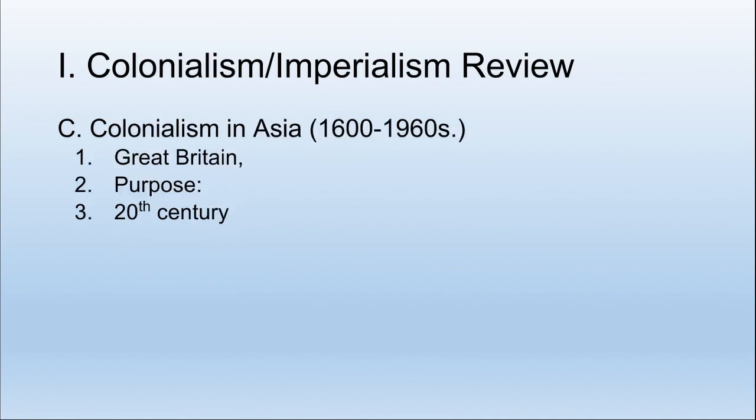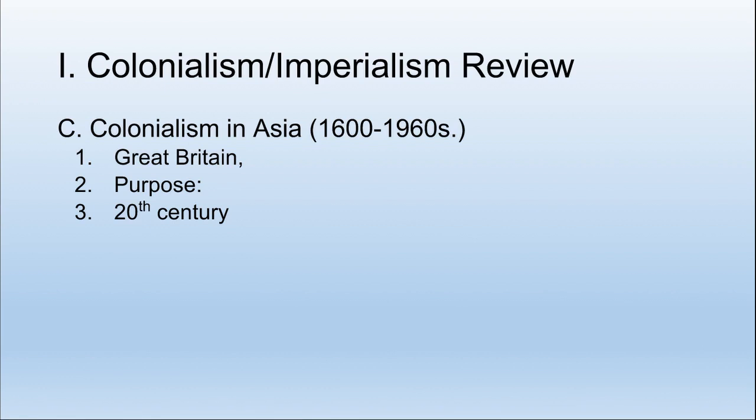Specifically, colonialism in Asia begins around 1600 and lasts until the mid-1960s. This is after the Dutch and the Spanish first establish a presence, and then other countries follow suit. So Great Britain, the Netherlands, France, Spain, and the United States have the greatest control in the region.